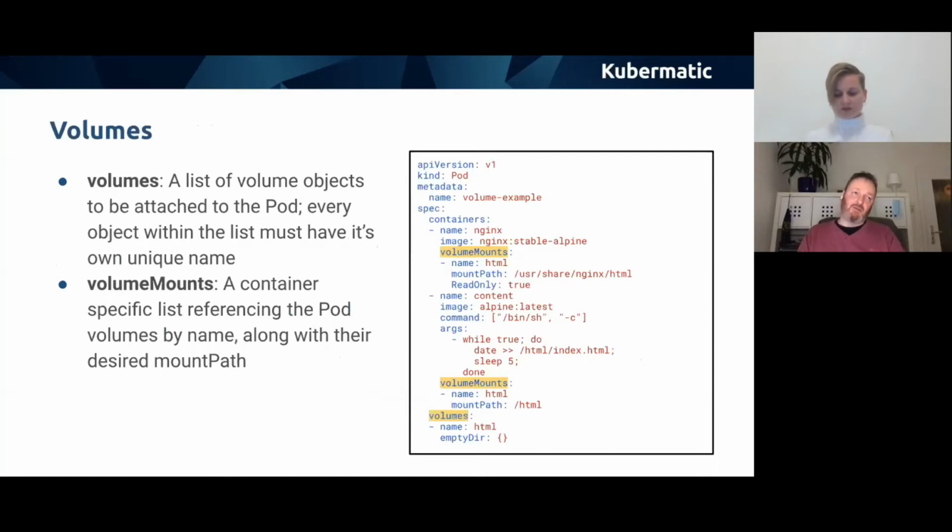And when you deploy a pod, there are two parts that are important here. They are both inside the spec, but one is its own section, the section volumes, where you declare and specify the volumes. So here, for example, it's the only one volume, html, which is an empty directory.